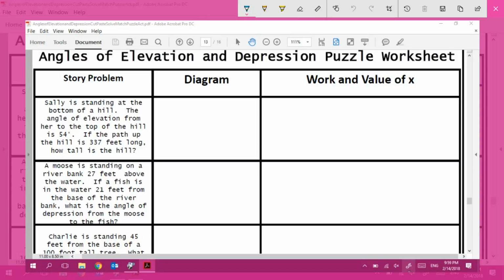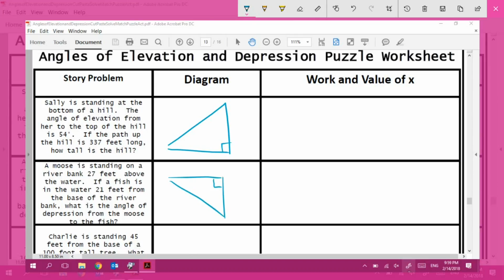First thing that you want to remember is if you're drawing an angle of elevation problem, you're going to draw a right triangle like this. If you're doing an angle of depression problem, you're just going to draw a triangle like this.